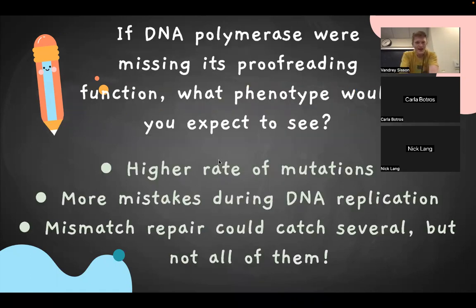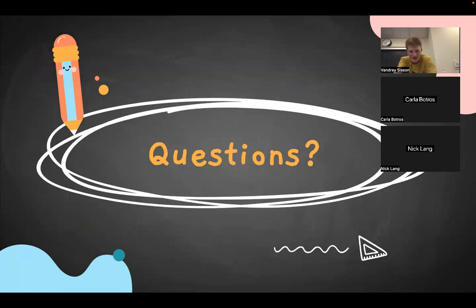So if it were missing its proofreading function, you'd expect to see higher rates of mutations, more mistakes during DNA replication, and then mismatch repair could catch several of the mistakes, but not all of them. So that's why you'd have a higher mutation rate. Are there any questions?